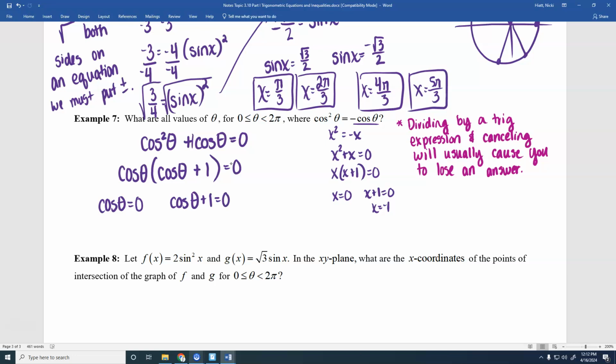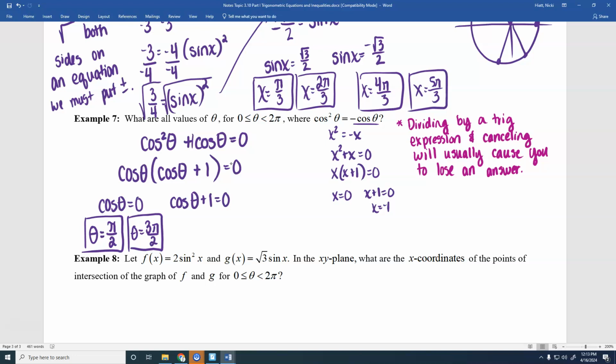So, where does cosine of theta equal 0? Pi over 2 will be one of our answers, and the other one from this part is 3 pi over 2. We're just pulling that from our unit circle. That's where our cosine, our x coordinate, equals 0.